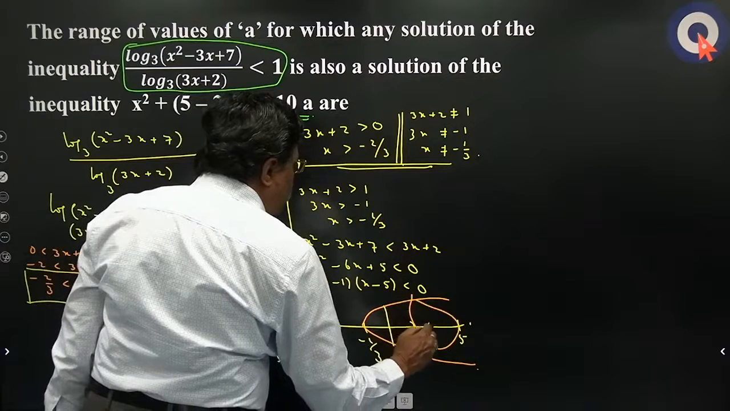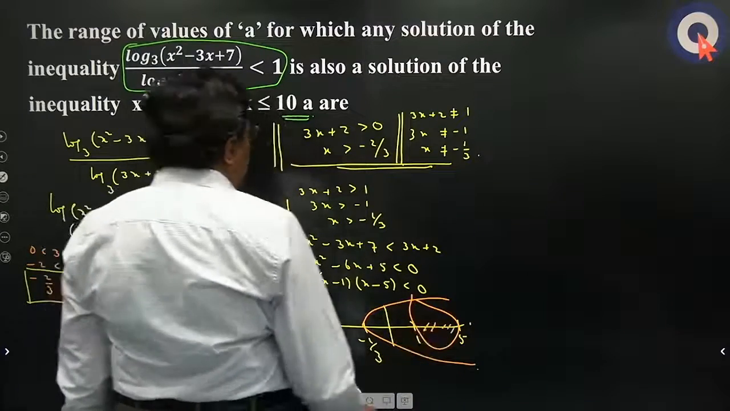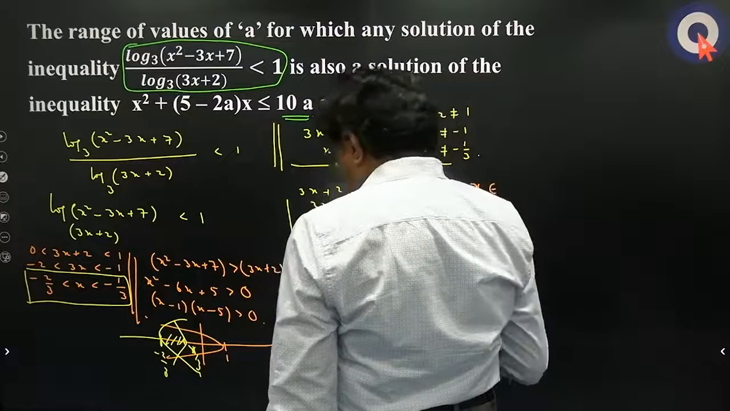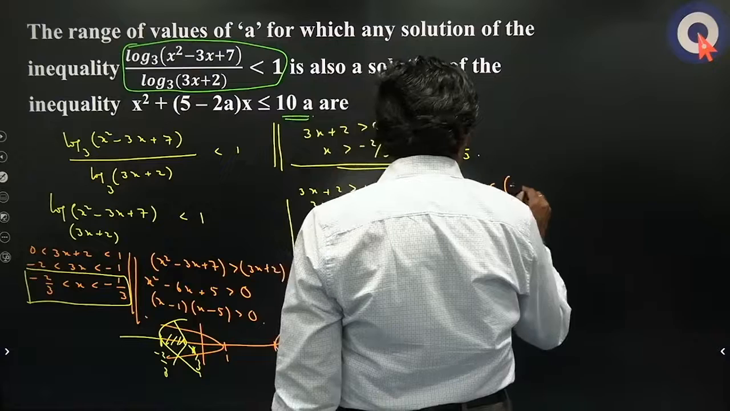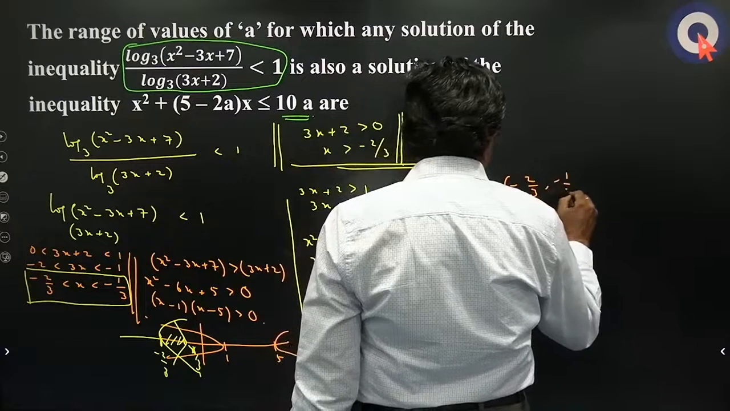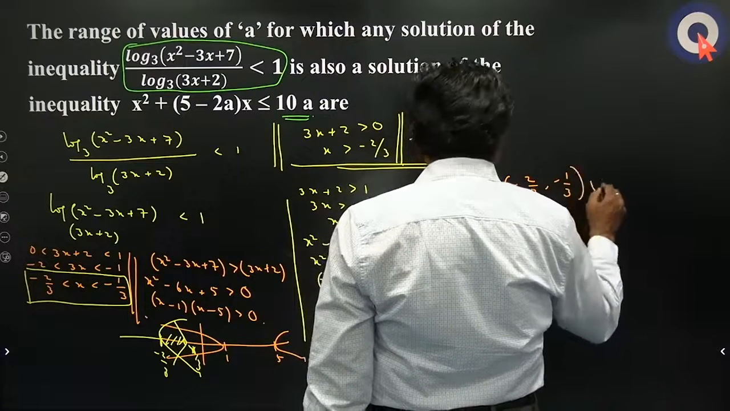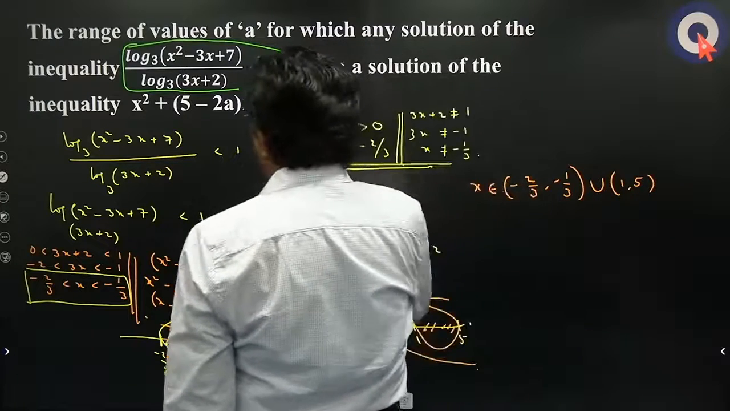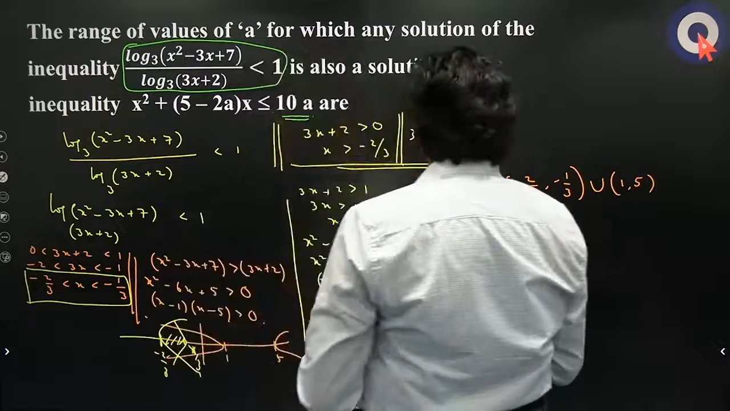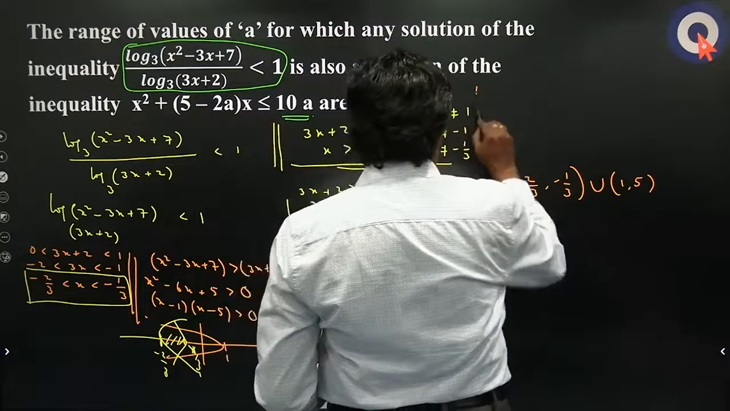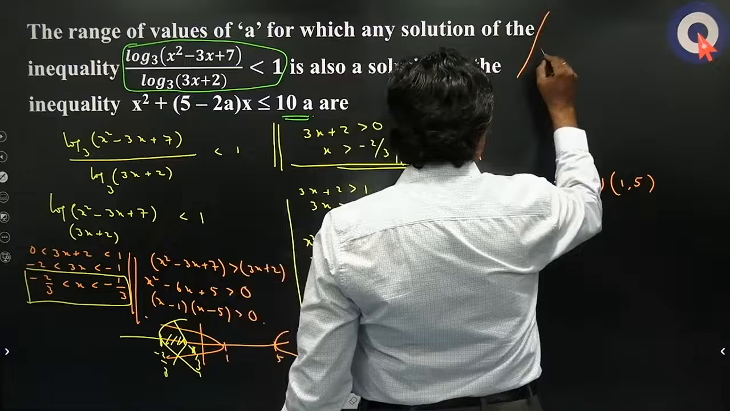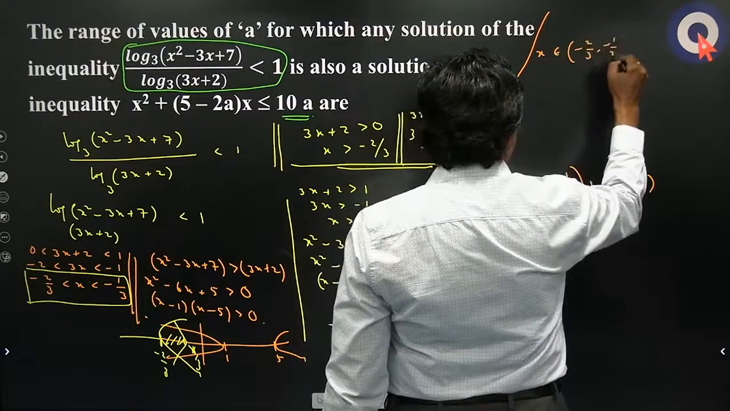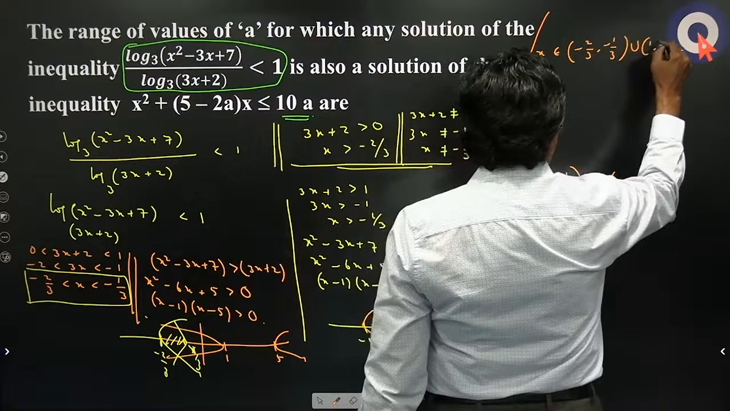So, therefore, this interval can be taken. So effectively what you got here is x belongs to minus 2 by 3 to minus 1 by 3, and also 1 to 5. So this is the interval that you got for the first inequality. Now with regard to the second inequality, I think we can conclude it here. I'll just use the space. x belongs to minus 2 by 3 to minus 1 by 3 union 1 to 5 is what you got here.